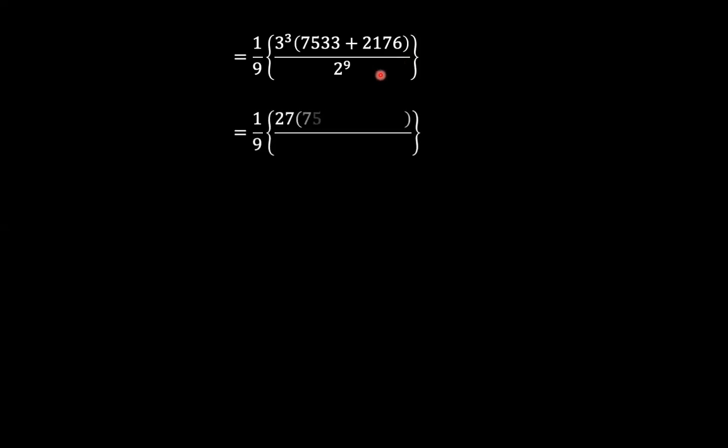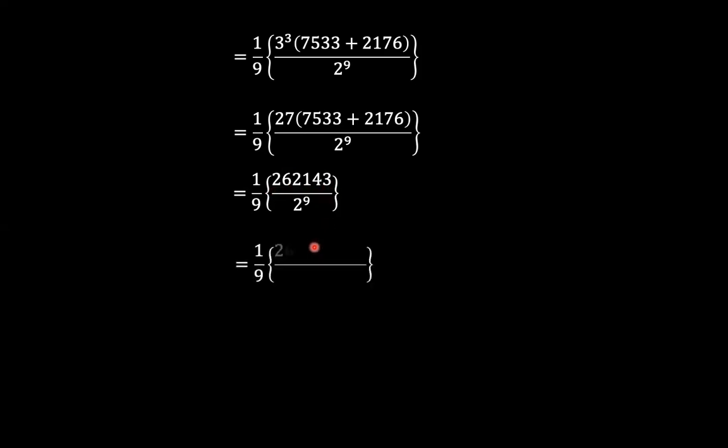2 to the power 9 is 512. And so the numerator here becomes 262,143, which is the same as 262,144 minus 1. This here is the same as 512 squared, or 2 to the power 9 squared. So essentially what this reduces to is 1 over 9. Since this is 2 to the power 9 squared, we are left with 2 to the power 9. And then 1 over 2 to the power 9 becomes 2 to the power negative 9. And this here is the answer of our problem.